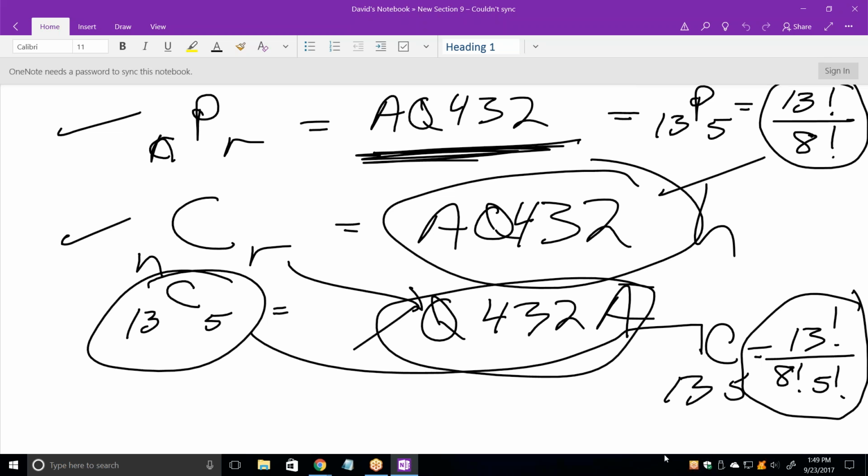You don't care if you get it dealt queen, 4, 3, 2, ace or ace, queen, 4, 3, 2. They're both the same hand. So if you're trying to figure out what are the odds of getting these 5 cards in a flush, then it's a combination problem. It's not a permutation problem. Yeah.